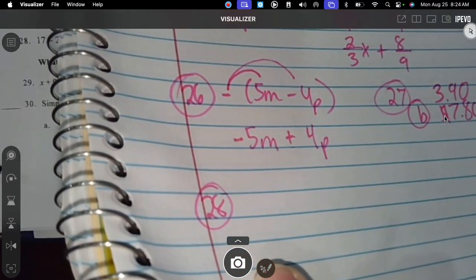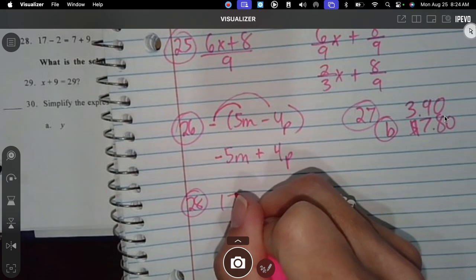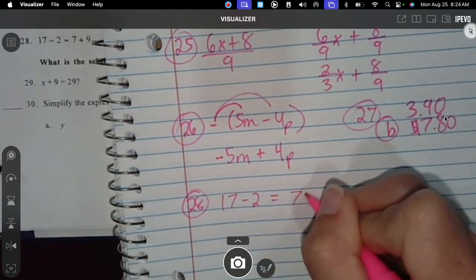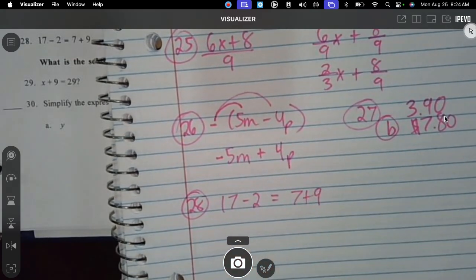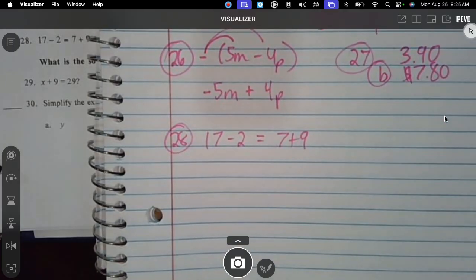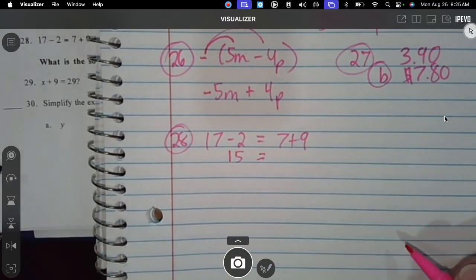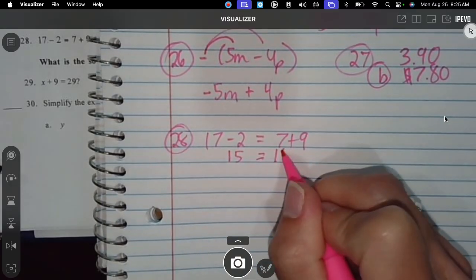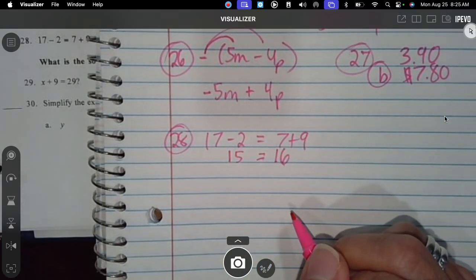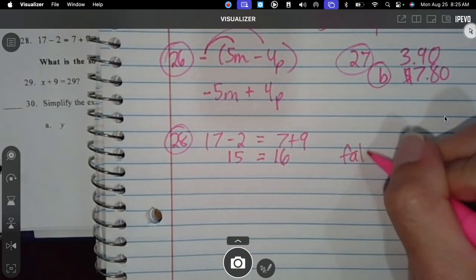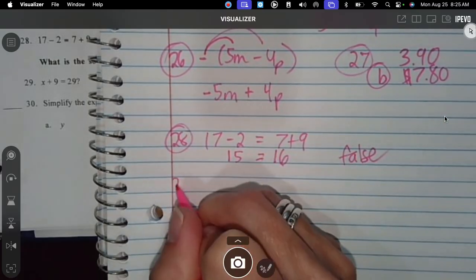Okay, 28. It says, is this true, false, or open? Remember, if it equals, it's true. If it doesn't equal, it's false. If it has a variable, it's open. What is 17 minus 2? 15. What is 7 plus 9? So is that true or false or open? False. They do not equal.